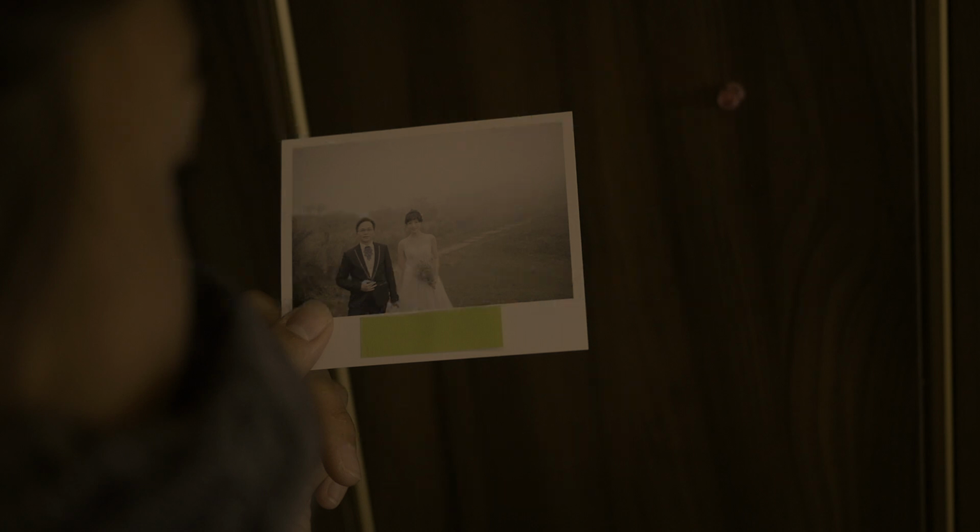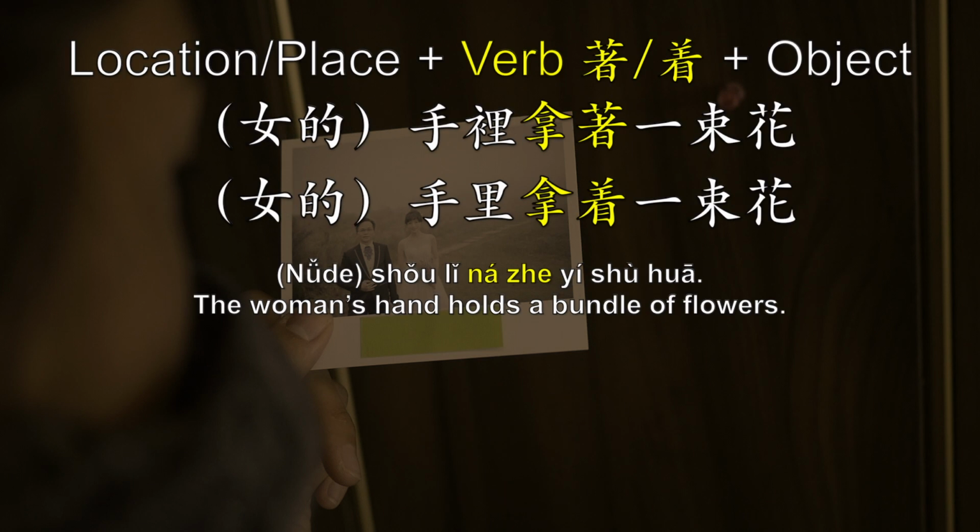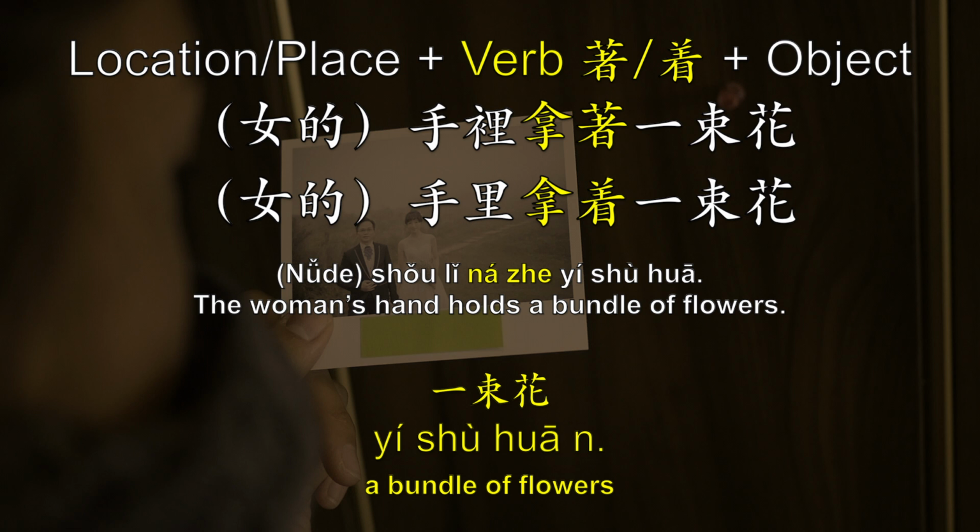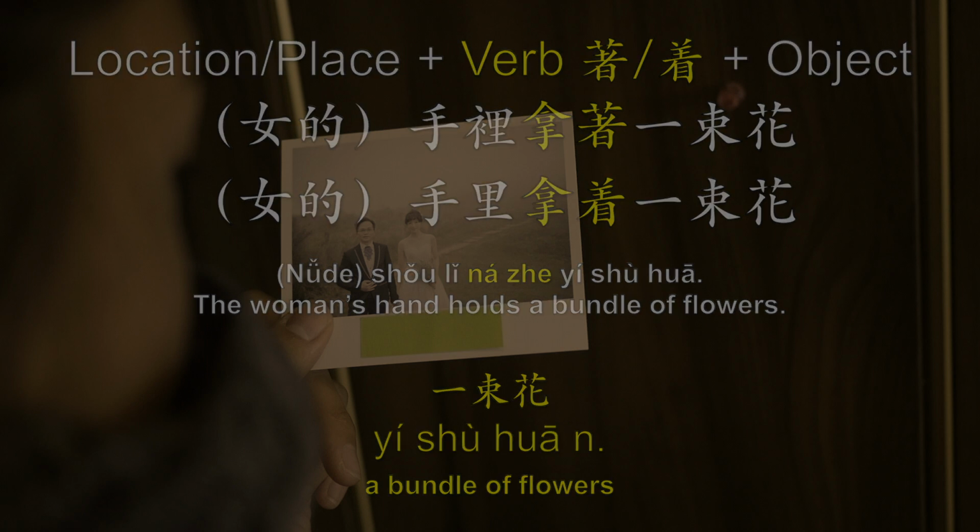手里拿着一束花。女的手里拿着一束花。The woman's hand holds a bundle of flowers. 拿 to hold. 束 a bundle of. 一束花 a bundle of flowers.